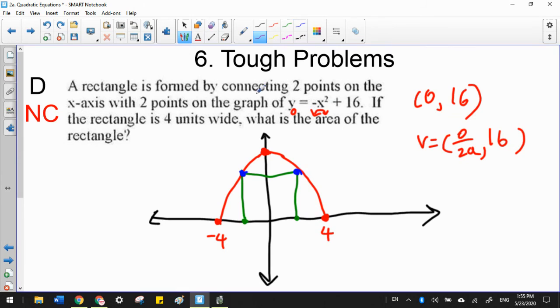And they are telling me that the rectangle is 4 units wide. To find the area, I really just need the height or the length of this rectangle right here. And something that we know is that if this width is 4, and we know that this is going right through the middle, then these two distances are 2 and 2, meaning that the x values here, where the rectangle is, are 2 and negative 2. And if I want to find the height of this rectangle, then I can literally just shove 2 into the equation.